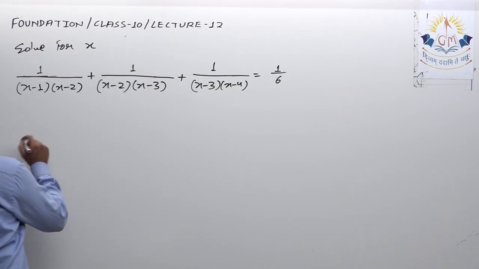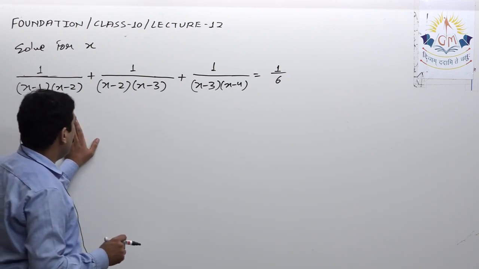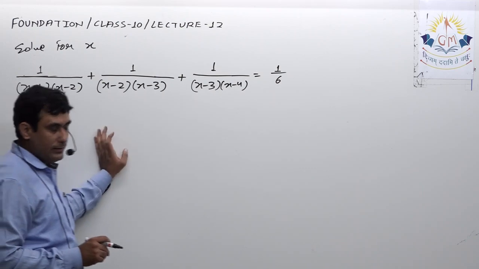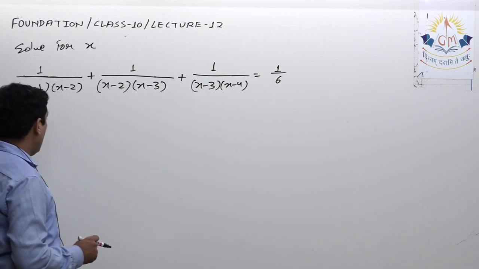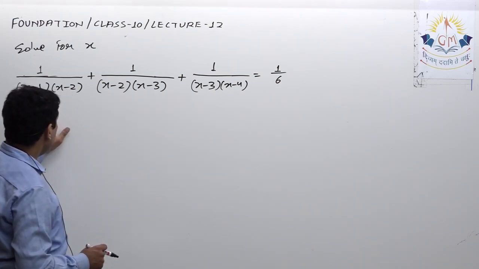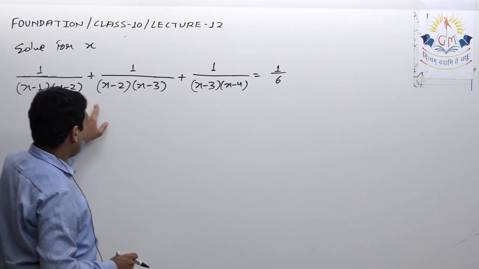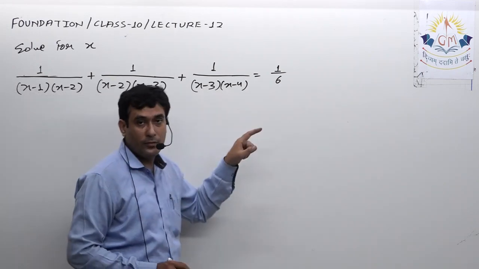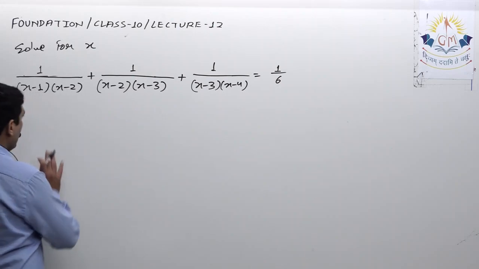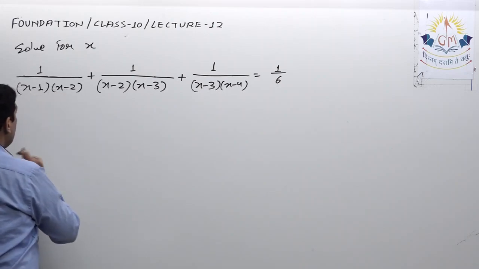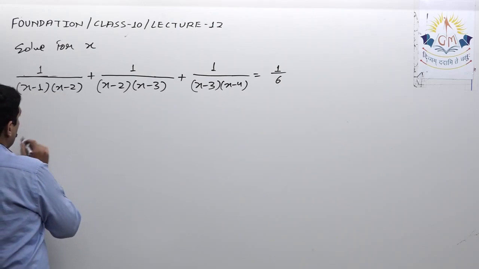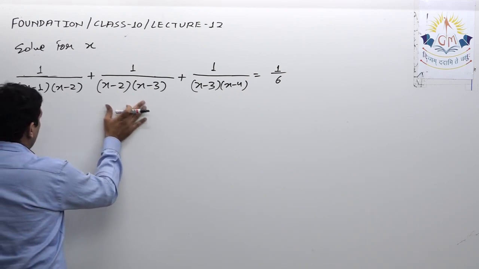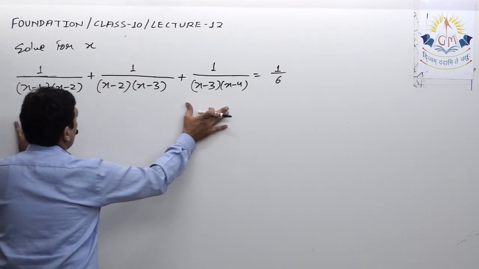Okay, so let us see its solution. One thing that I can do is take the LCM, which will be (x minus 1)(x minus 2)(x minus 3)(x minus 4). That will make the calculation a little bit difficult and complicated. So I will first concentrate on these two and then consider this.